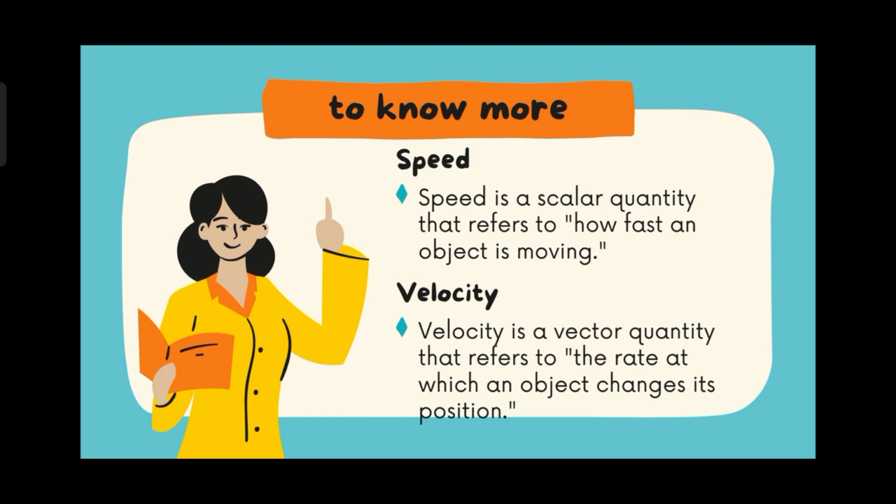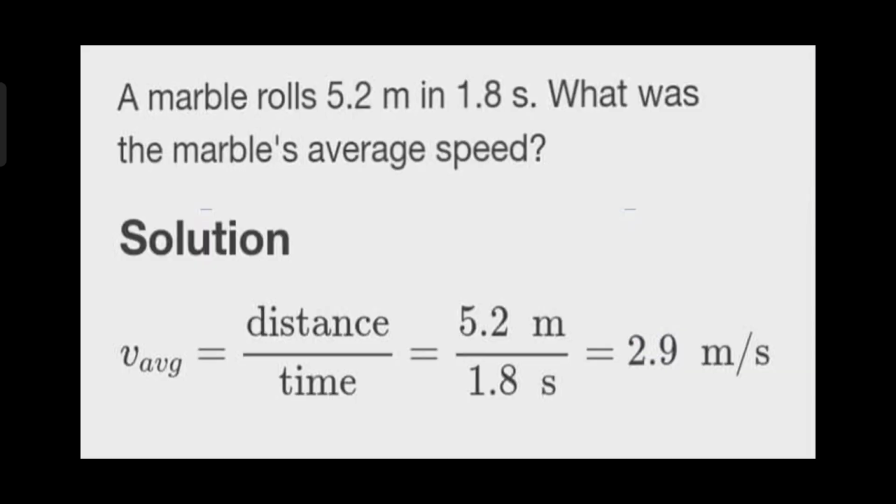Velocity is a vector quantity that refers to the rate at which an object changes its position. Velocity describes the speed and direction of an object. As with speed, it is useful to describe either the average velocity over a time period or the velocity at a specific moment. Average velocity is displacement divided by the time over which the displacement occurs. Velocity, like speed, has SI unit of meters per second, but because it is a vector, you must also include a direction. Let's now move on to the example.